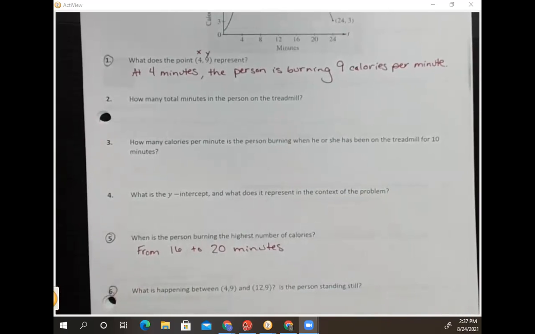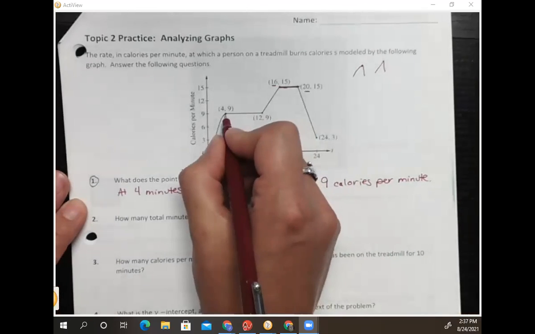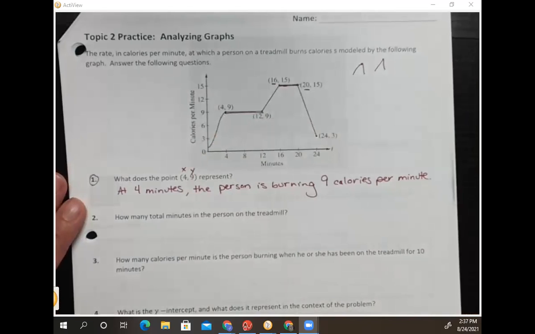And then let's take a look at number 6. What is happening between 4, 9 and 12, 9? So that's this section of our graph right here. What's happening there? They're not moving. They're using a constant pace.